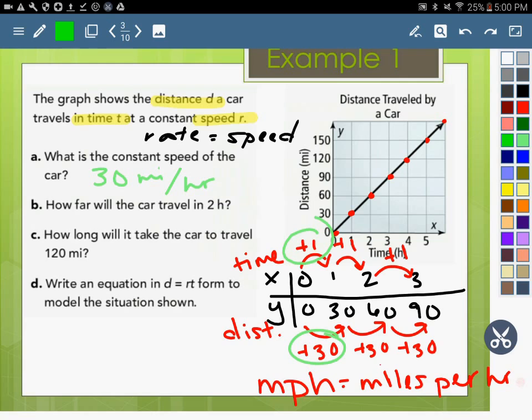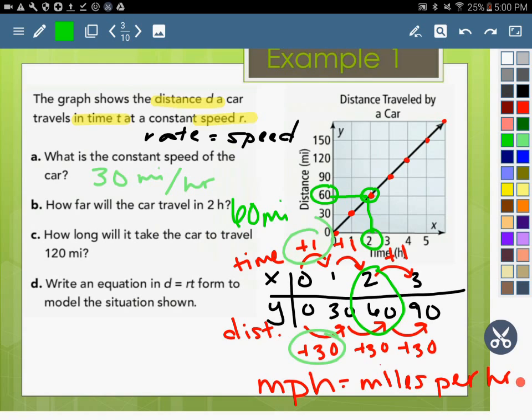So I'm just going to look up 2 hours on the graph. There it is. Look up to where the line is at that value, which is at this red point right here, and then I want to look at the distance that it's lined up with, which is 60. So in 2 hours, we're going to travel 60 miles, and that's actually present in our table as well.